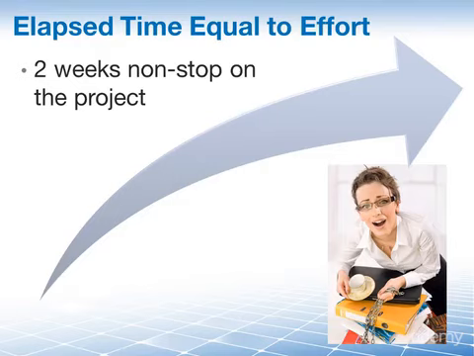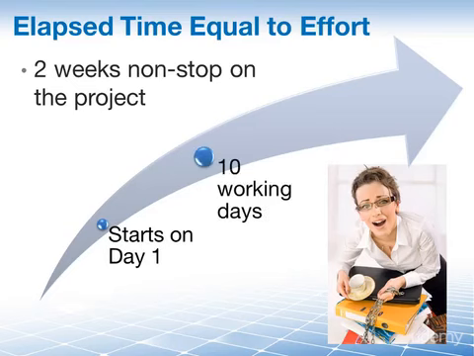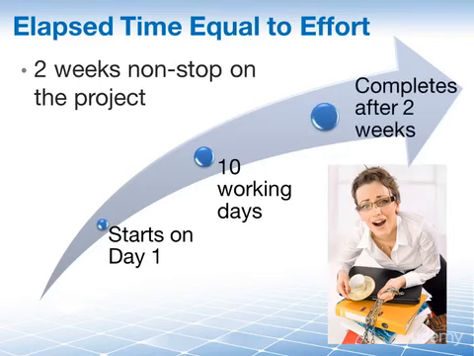Because 2 weeks of non-stop work means that the designer starts on Monday of week 1 and would then work exactly 10 working days and would be finished, well, exactly 10 working days later. She would work 2 weeks. 2 weeks would have passed, so elapsed time is also 2 weeks.